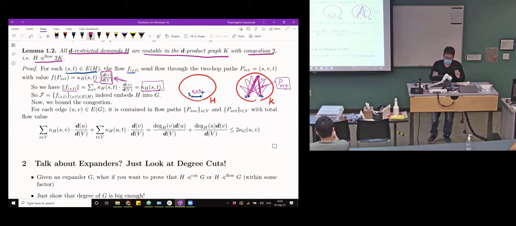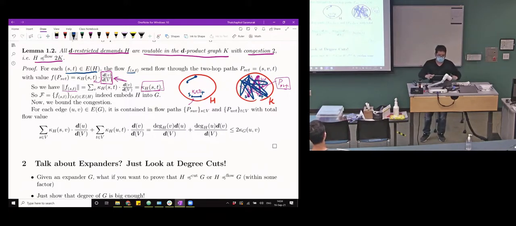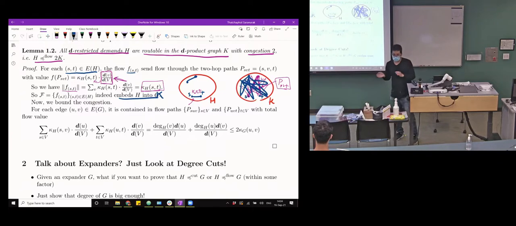So this is really it, and I just do this simultaneously for every demand. This is just for one demand. If there is another demand, we're going to do this again and again, overlaying the flows. For every demand, you construct the flow for that demand and do this simultaneously. So that really embeds H into K. What we just need to say now is that this flow is indeed a good one. It has small congestion.